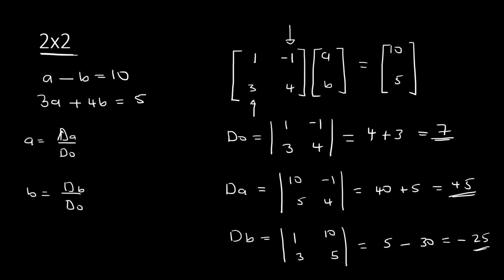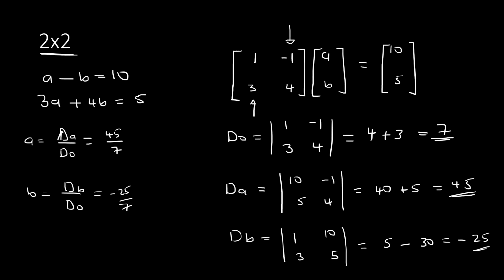So what will our answer for a be? Our answer for a will be 45 over 7. For b, it will be minus 25 over 7. That's your answers. But usually they give you proper coefficients where, when you divide, you get a whole number, usually, but not always. Just that now we made this up in our head, so that's why we're not getting a whole number. But this is how you do it every time.